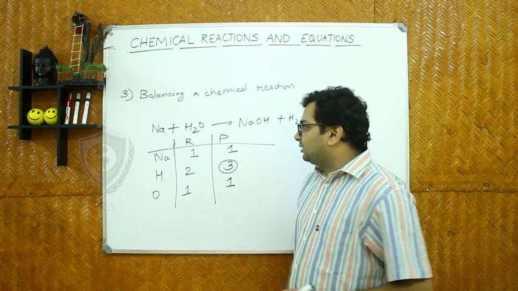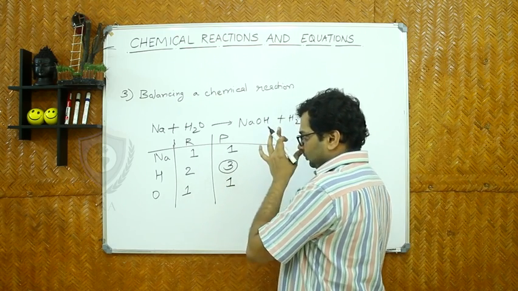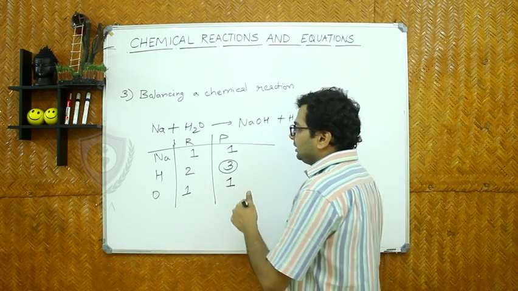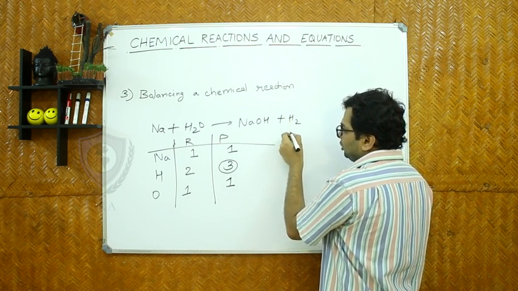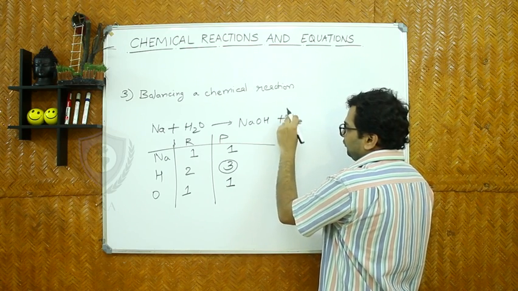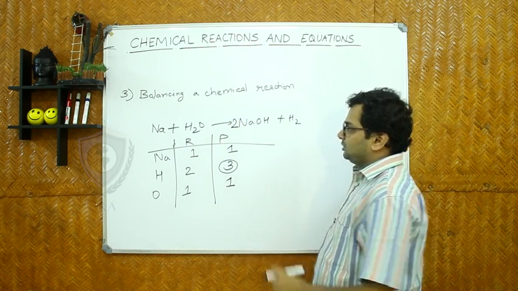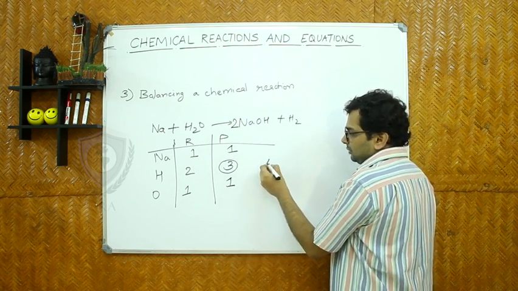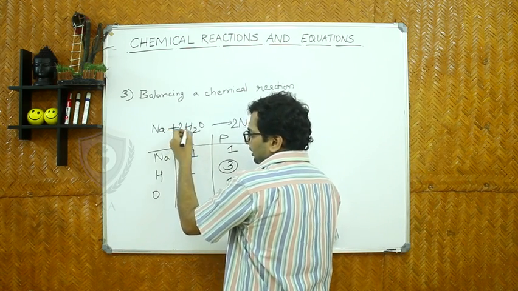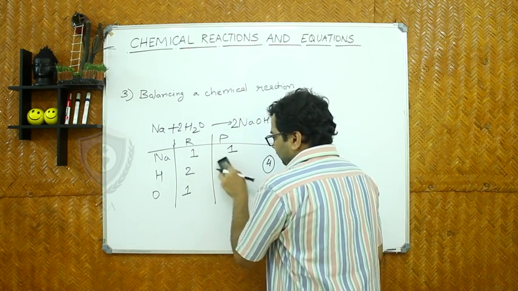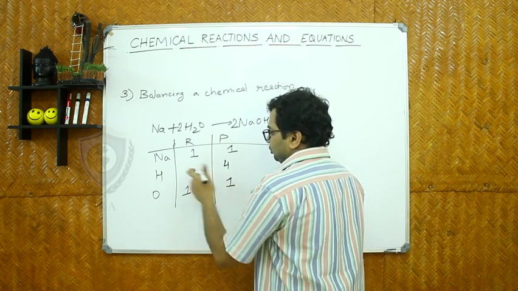So how do we make sure that the number is the same? Here it is 3 and here it is 2, right? Here we have one H2 molecule, so obviously if we put a 2 here, it becomes 4. But if we just put a 2 here, then what happens? The total number of hydrogen atoms here is now 4, right? And if we put another 2 here, it again becomes 4. So instead of 3, now we have 4 here and 4 here too.